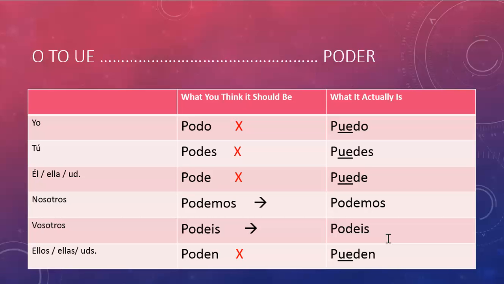However, please recall that when you go back to ellos, ellas, and ustedes, you go back to doing whatever the change is. So this one will go from O to UE. So it's not poden, it's pueden.